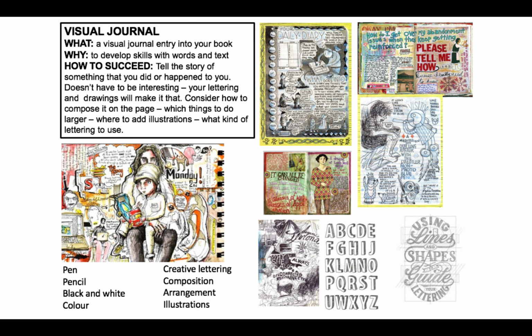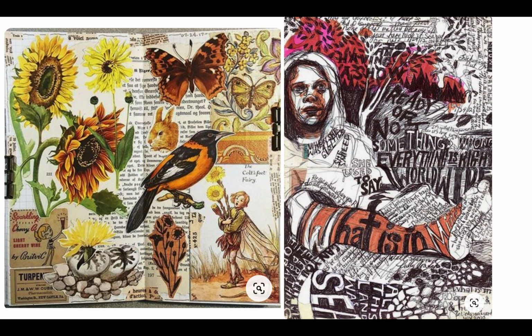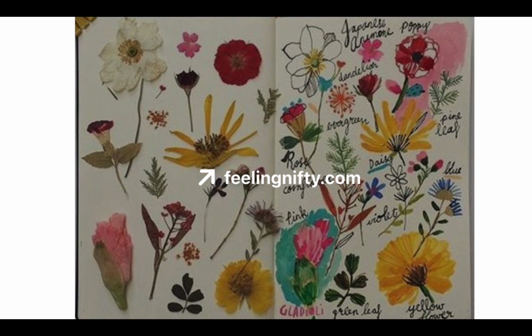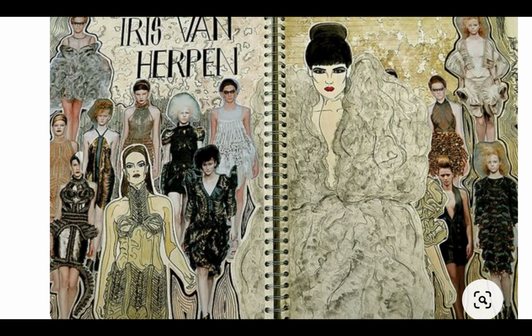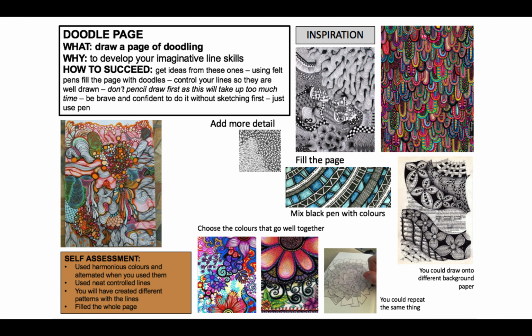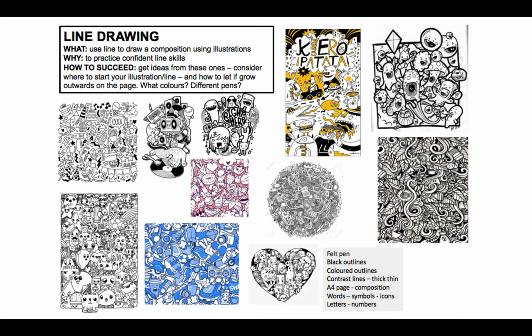On the next few slides, I've just looked at what a visual journal might look like. Different ideas that I've got from Pinterest: doodles, images cut out from books, some pressed flowers and some drawings in response, a nature journal, and a designer journal. And these are just different styles of drawing that I've taken from Mrs. Lewis's art, craft and design page on Frog. So what a doodle looks like, a line drawing, cross hatching, and that's it.